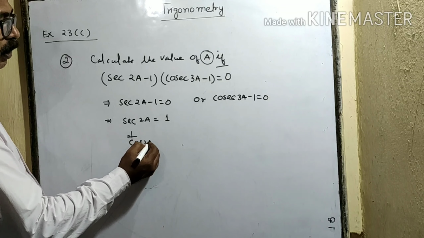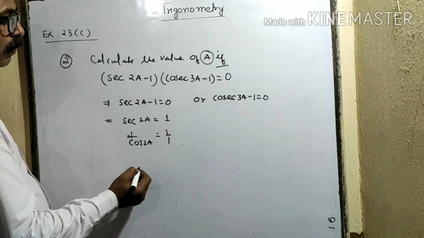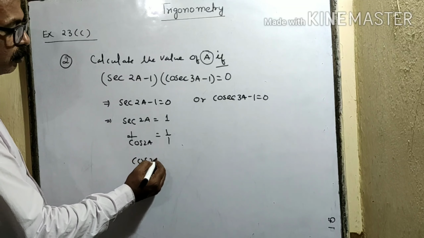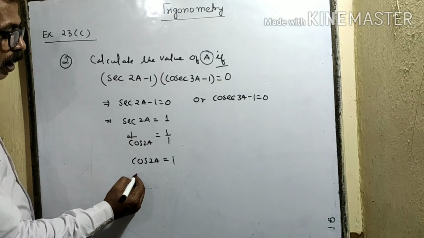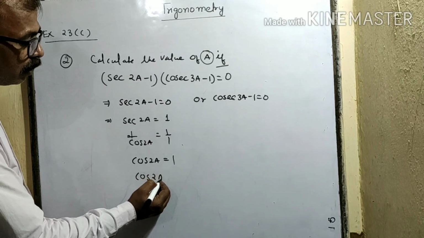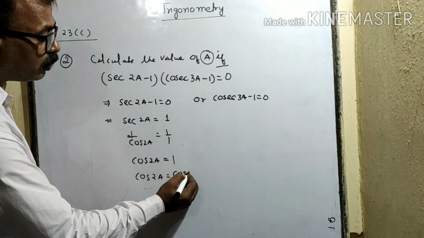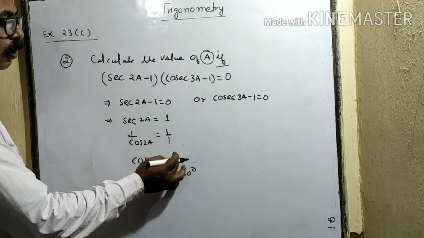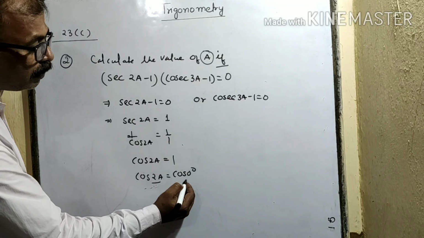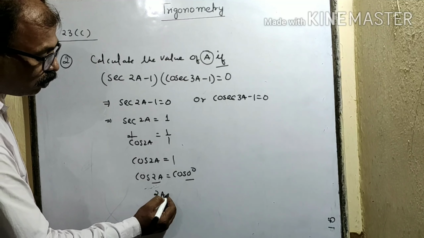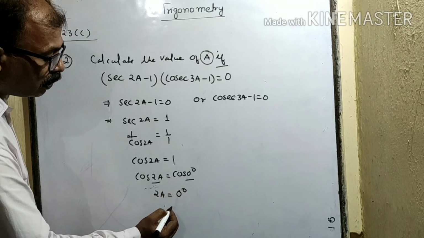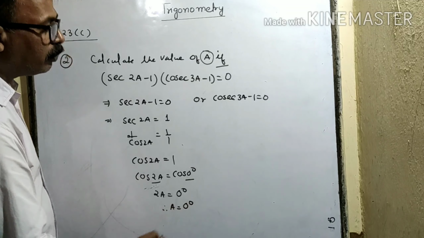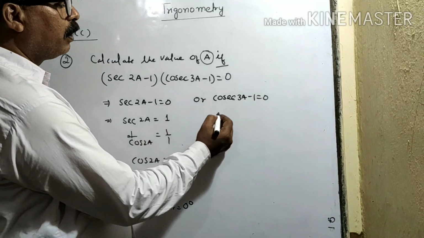This implies that sec 2A will come out as 1, and sec 2A means what? 1 by cos 2A is equal to 1 by 1. So this will give you cos 2A is equal to 1. And you know that 1 in cos means cos 0 degree. Cos 0 is equal to 1. So 2A will be equal to 0 degree, hence A will come out as 0. Second part we will see.